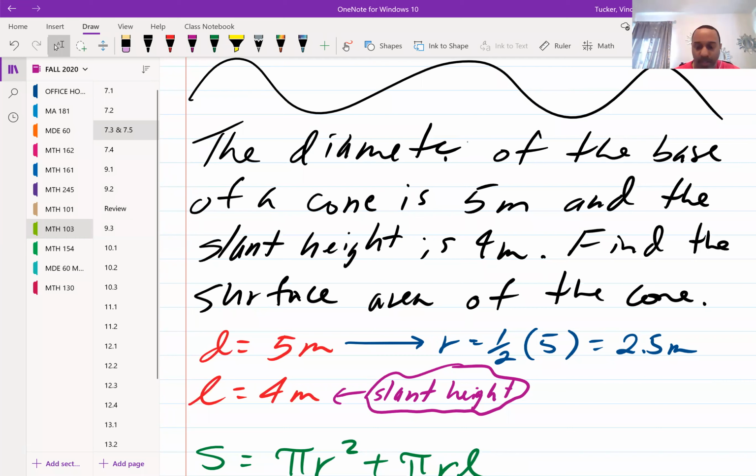All right, so we have the diameter of the base of a cone is 5 meters, and the slant height is 4 meters. Find the surface area of the cone. Give you a chance to write that out.